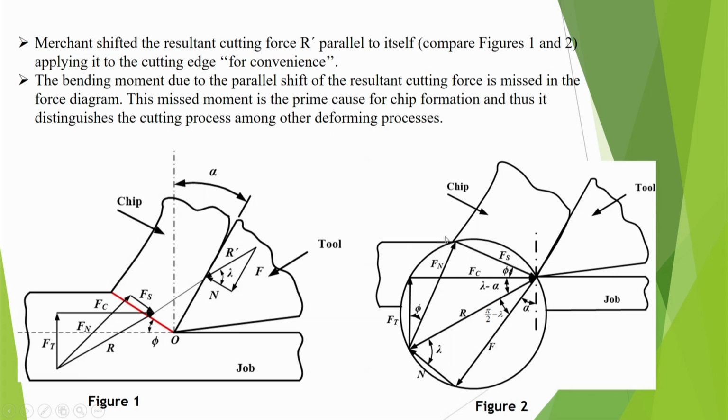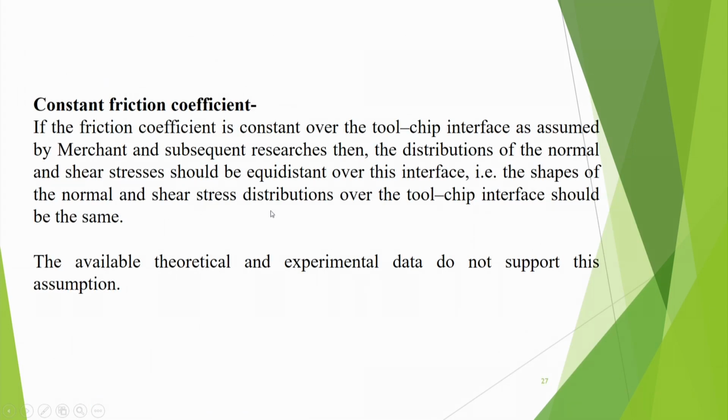So here, the bending moment due to the parallel shift of the resultant cutting force has not been taken. This missed moment component is the prime cause for chip formation, and thus it distinguishes the cutting process from other deforming processes. That has not been taken. And naturally, a constant friction coefficient has been taken.